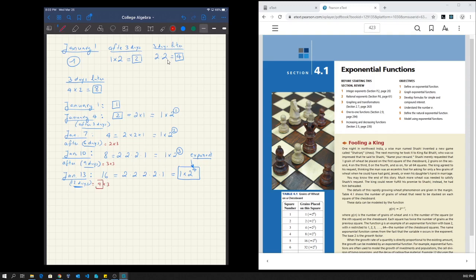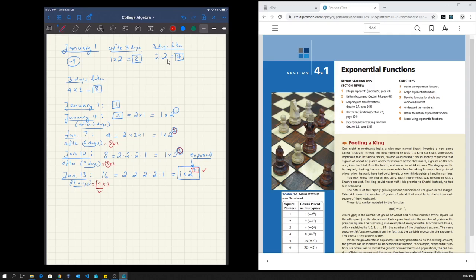Whatever multiple of 3 the number of days is, that's exactly what shows up in the exponent here. So when this is 4, this is 4. When this is 3, this is 3. When this is 2, this is 2. Do you guys see that? So the exponent is the number of days after January 1st divided by 3.